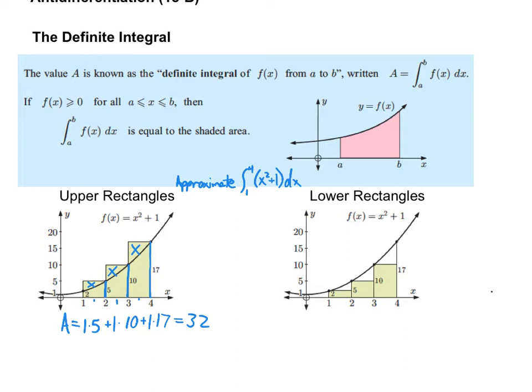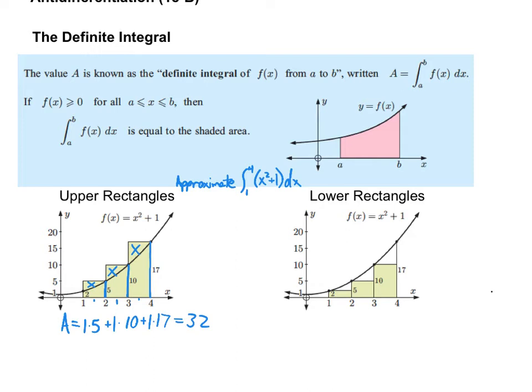It's okay. The actual integral here is going to be smaller than 32 because we've got these extra bits that we included because we're using upper rectangles. Now, because this is increasing, if we do the left-hand rectangles, that's going to give us what are called lower rectangles.